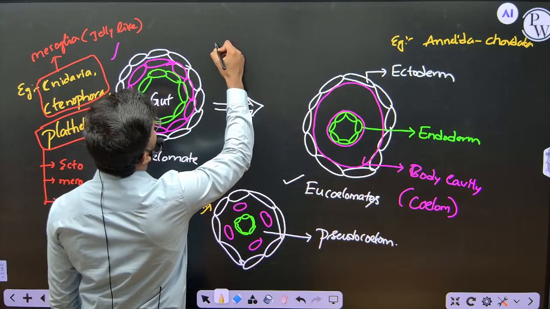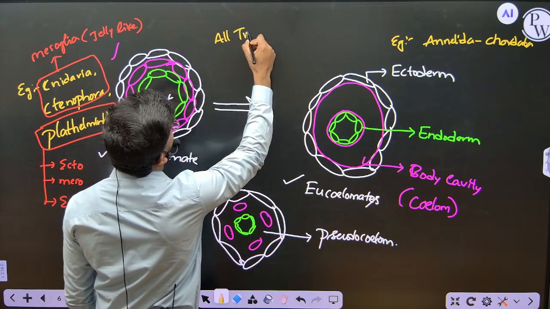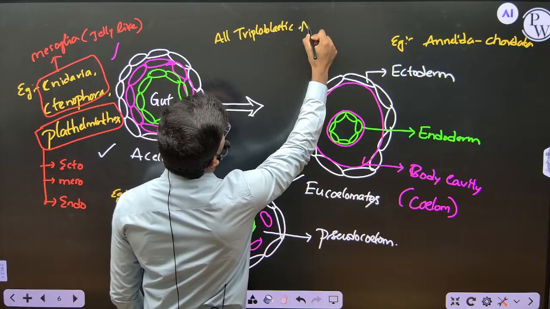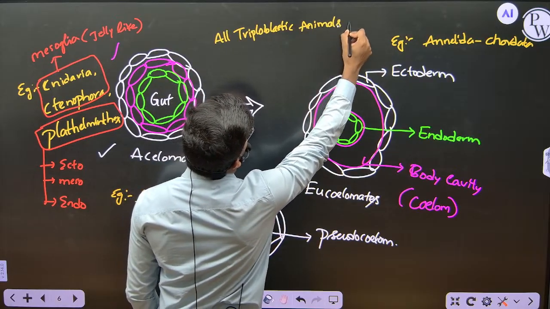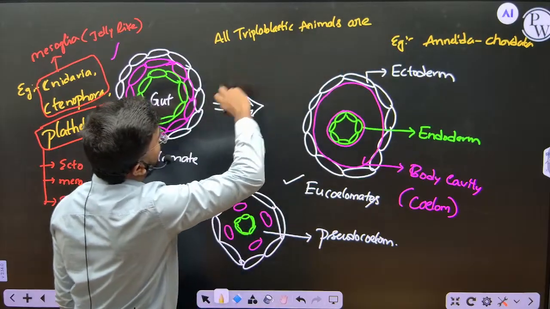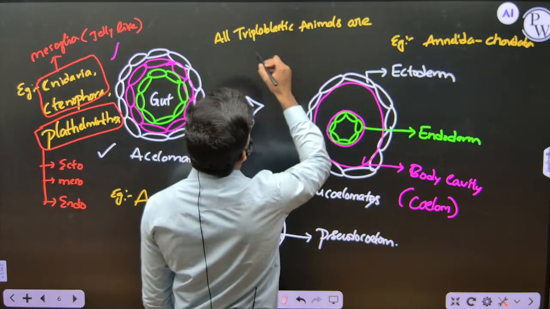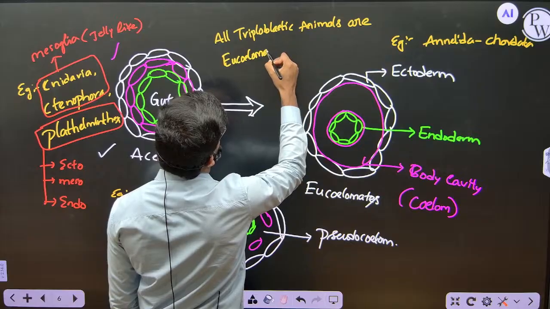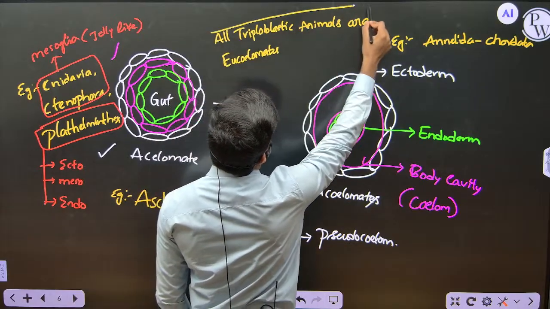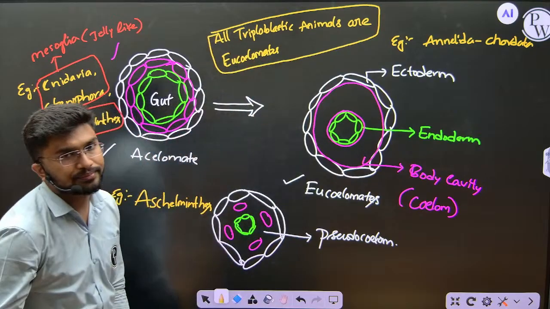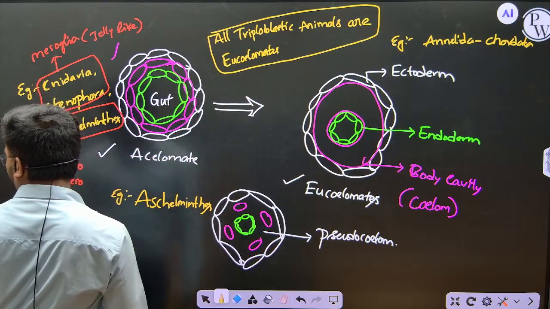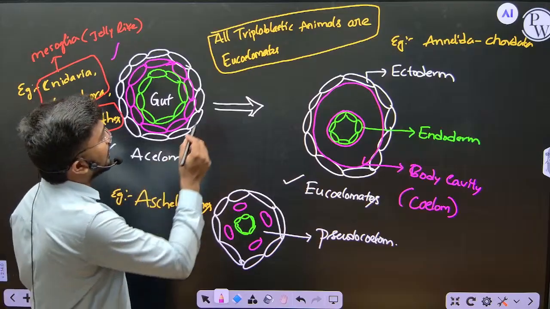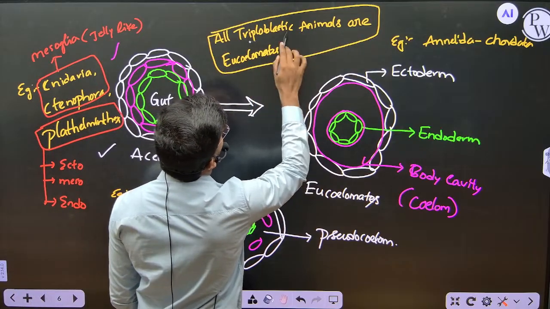The statement says that all triploblastic animals are eucoelomates. Tell me whether this statement is true or false. Let us see what is given: all triploblastic animals are eucoelomates.